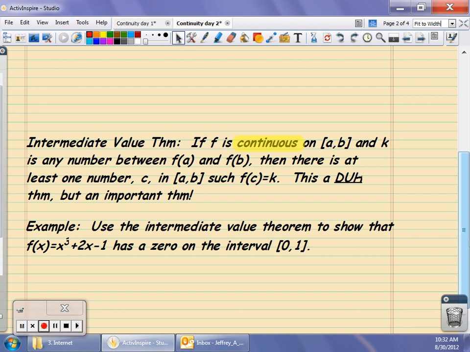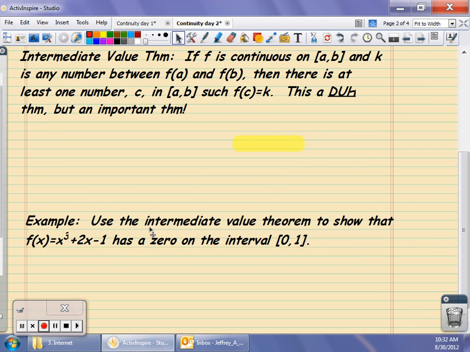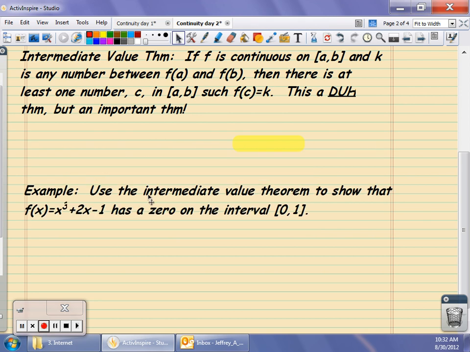According to the intermediate value theorem, well, first of all, let's take the word apart, intermediate. The word intermediate basically connotates in between. So we're talking about a value that is in between, and therefore we talk about the intermediate value theorem. So it has something to do with a value that's in between other values.